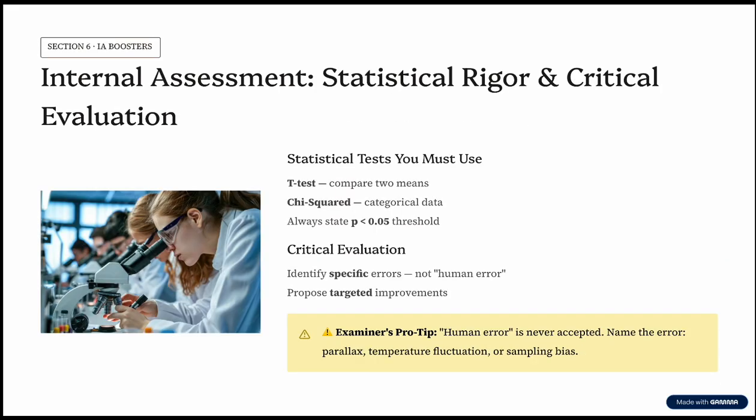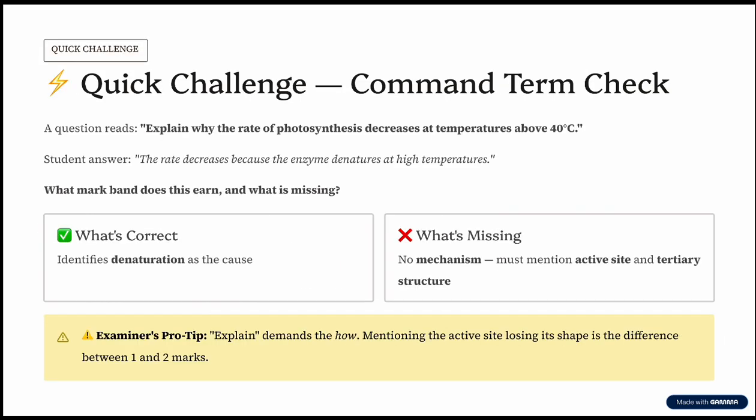For your IA, the evaluation is where the sevens are won. Please stop using the phrase human error. It tells me nothing. Instead, tell me about the limitation of your equipment or the specific environmental fluctuations you couldn't control. If you can identify why your data has gaps, you are showing the kind of critical thinking that examiners love to read.